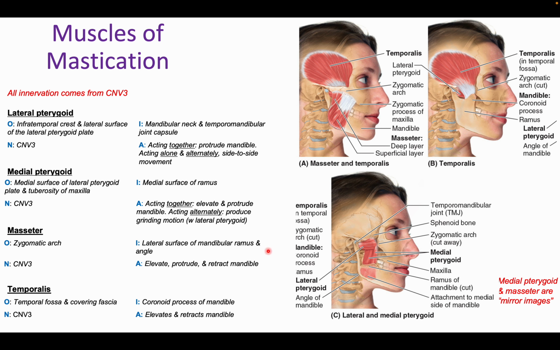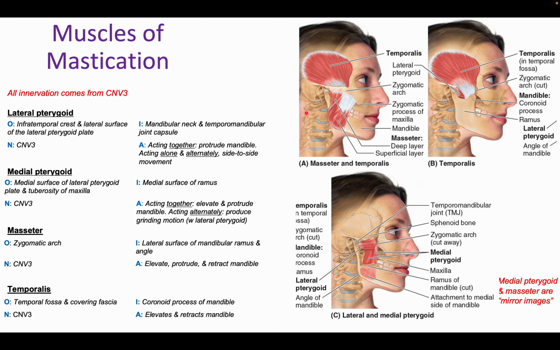Our masseter muscle, which is going to be up here, and we can see here that it's superficial to the ramus of the mandible. It's going to originate at the zygomatic arch here, and it's going to insert on the lateral surface of the mandibular ramus and angle. And so if we're originating up here, or inserting down here, if we contract, we're going to elevate, protrude, and retract the mandible. So that one's unique to the masseter in regard to these 2.